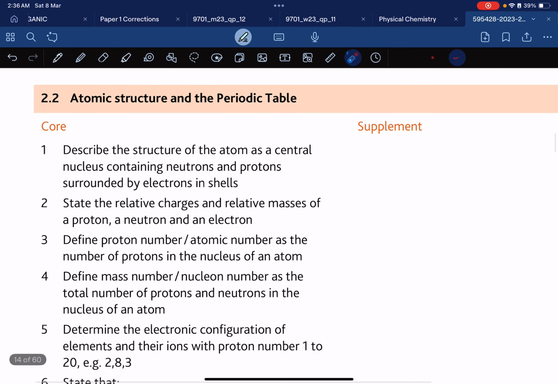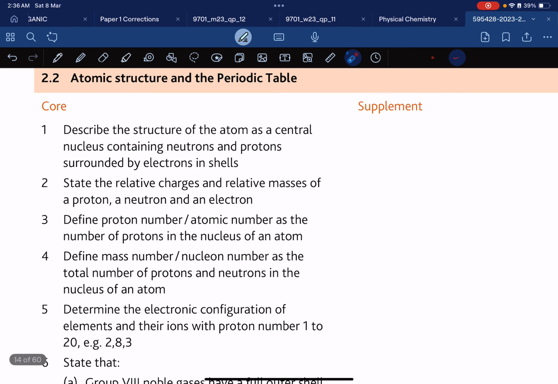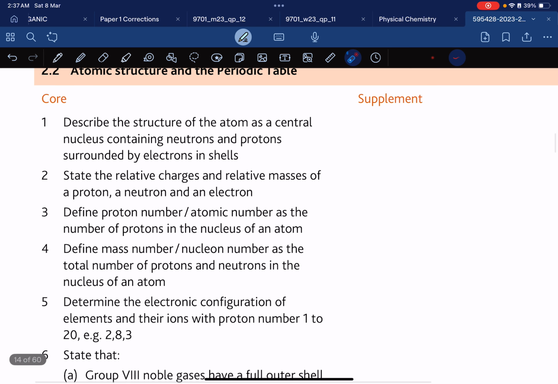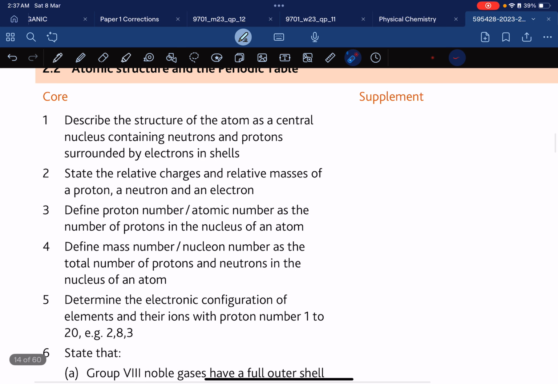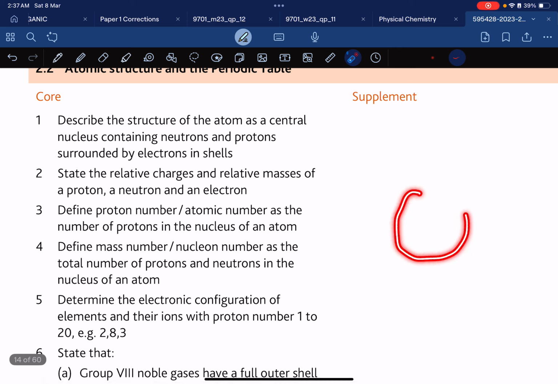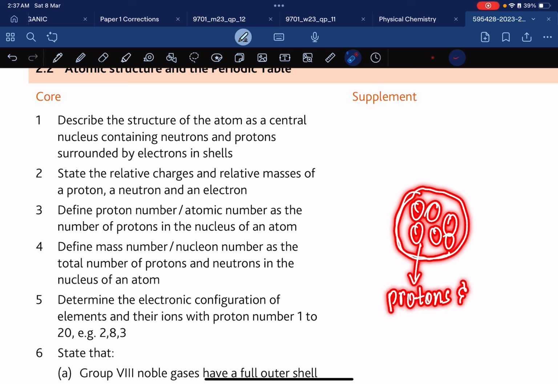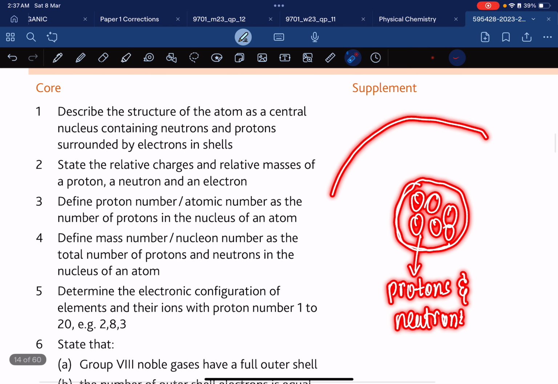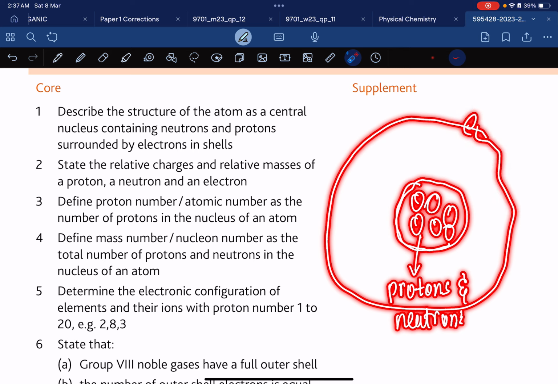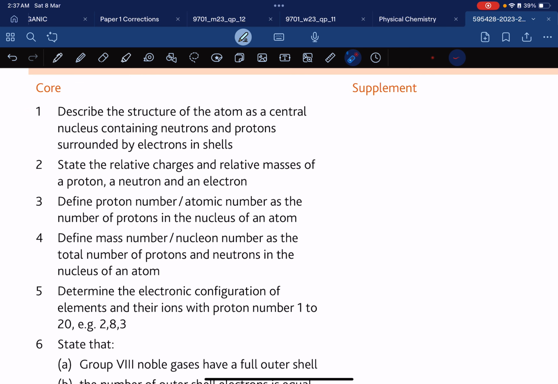Then describe the structure of the atom as a central nucleus containing neutrons and protons surrounded by electrons in shells. So what this basically means is that, let's say this is our nucleus, inside the nucleus you can only have protons and neutrons, and the electrons are on the outside in what we call shells. So you have your electrons like this. This is basically the structure of the atom.